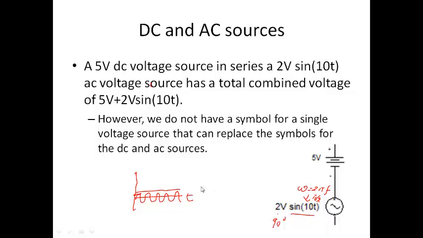So what will happen if we add an AC with a DC voltage? Simply, the time axis will be shifted upward by a magnitude equal to the DC voltage. This is the DC voltage, and the time axis is shifted here, and the AC voltage will then continue like this. So this is what will happen if an AC and DC are in series.